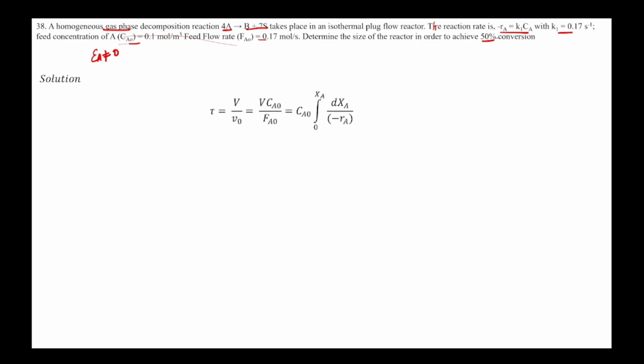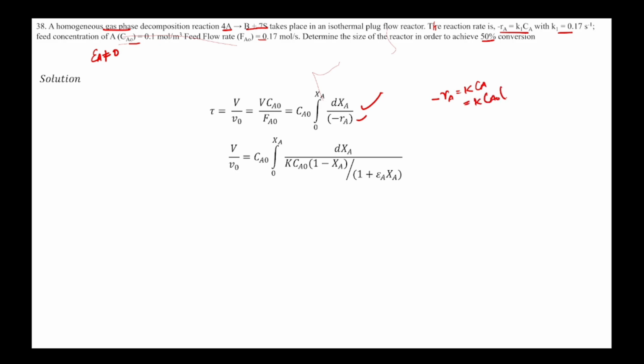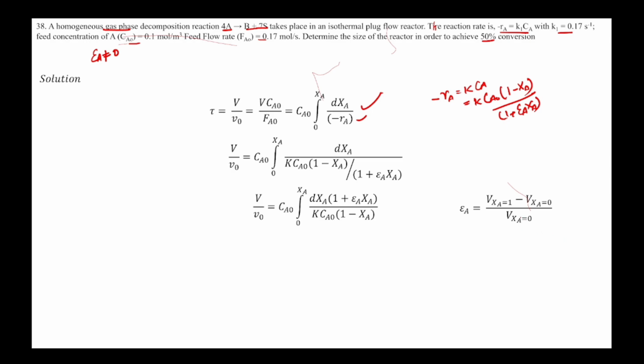So very first thing, performance equation of a plug flow reactor. Now, minus Ra is equal to KCa, and Ca is Ca0 1 minus Xa upon 1 plus epsilon A Xa. That is the value of Ca, so I put in the value. Now, rearranging, the expansion factor value is straightforward: 8 minus 4 upon 4 equal to 1.